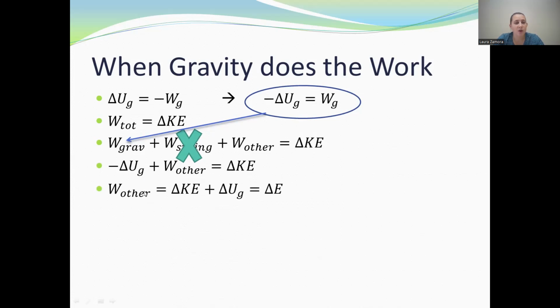If we want to rearrange just a little bit more, work done by other things equals the change in kinetic energy plus the change in potential energy. And we usually just call that the change in total energy, or delta E. Like I said, the work done by other things could be friction. It could be any other external force too that we haven't mentioned yet. But those are things to consider as well.